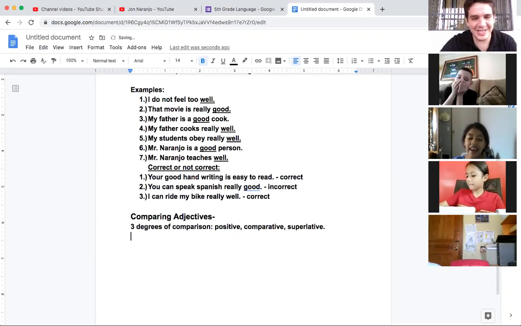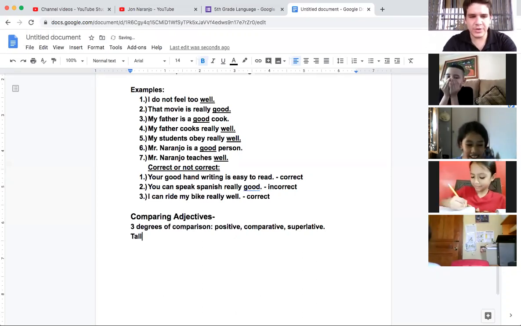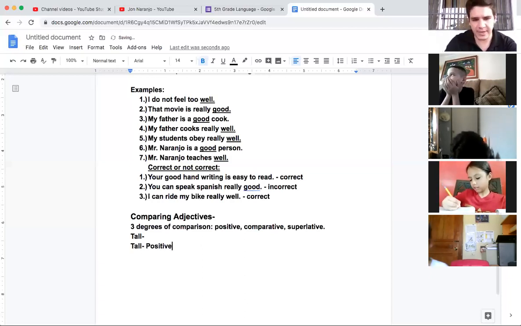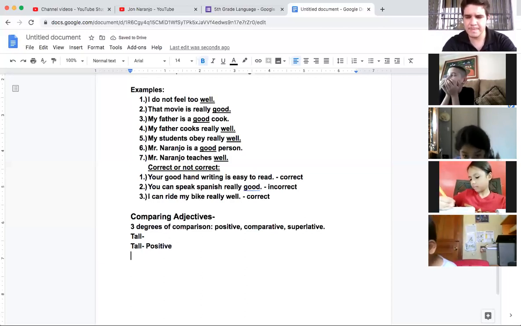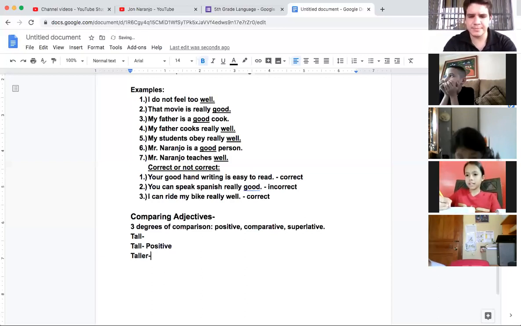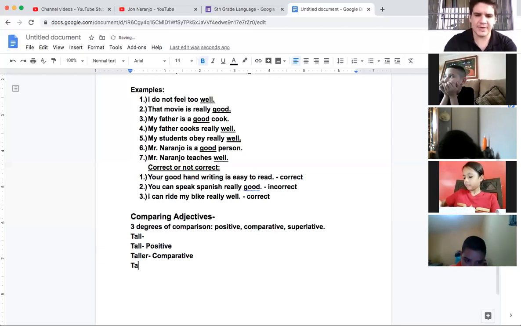Let's keep going. Okay. We'll use tall. So tall is the positive. What is the comparative version? Taller. And what is the superlative? Tallest. Very good.